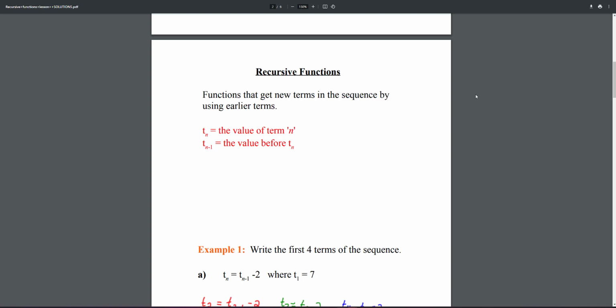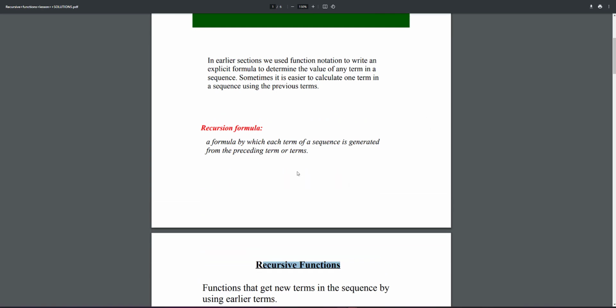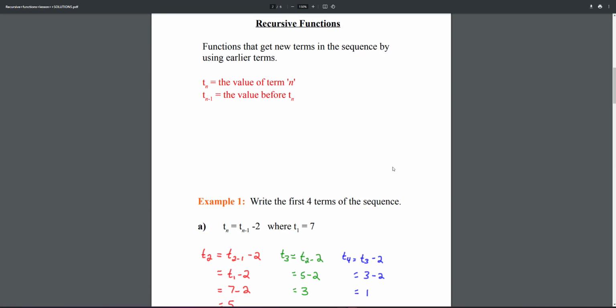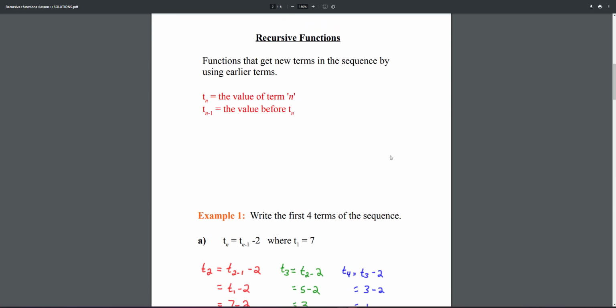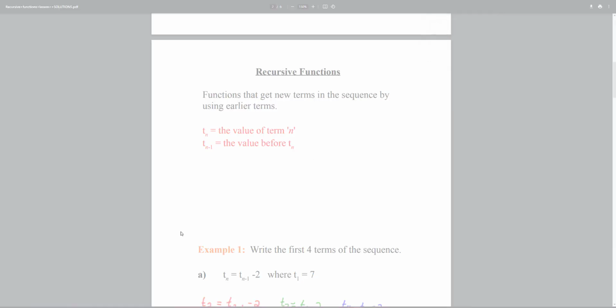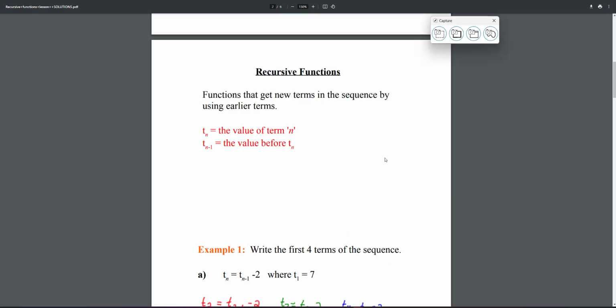Basically, you're going to write the same patterns, but in a different way. The equation is going to be something called a recursive function. What is a recursive function? Formal definition: a formula by which each term of the sequence is generated from the preceding term or terms. There's a nice video about the Fibonacci sequence. That's a good example of a recursive function. And the golden ratio and stuff.